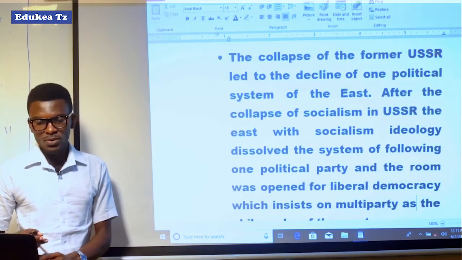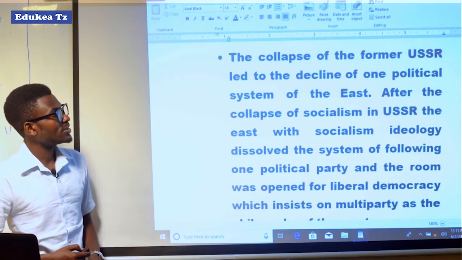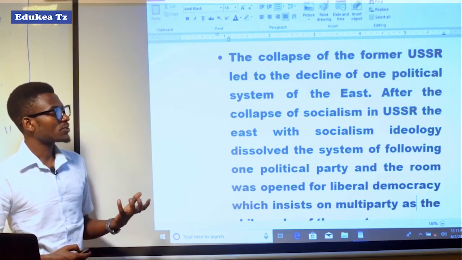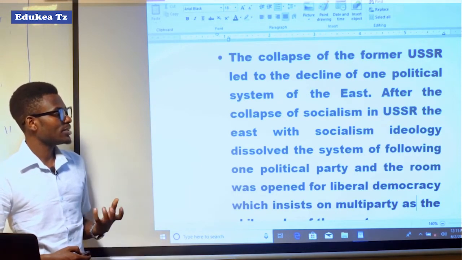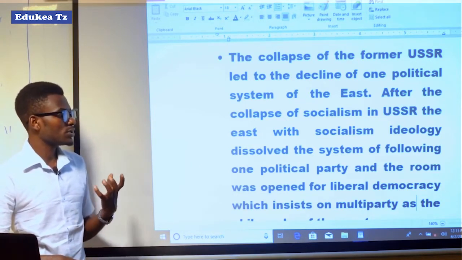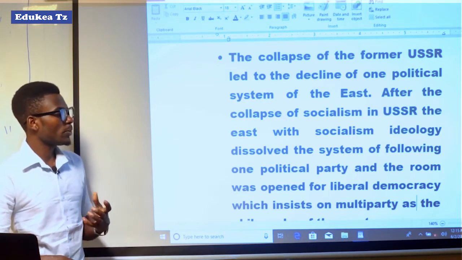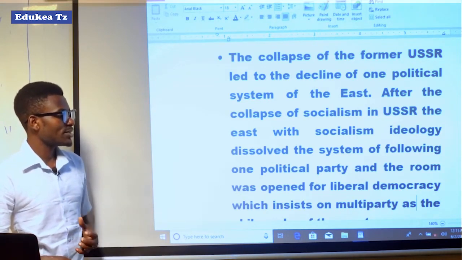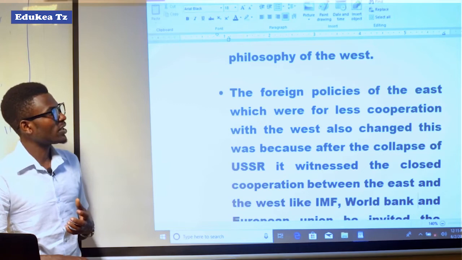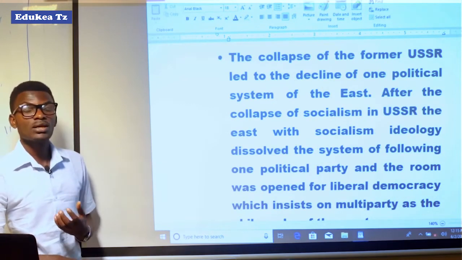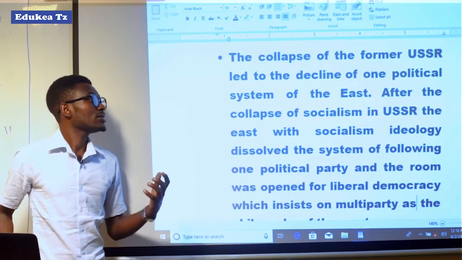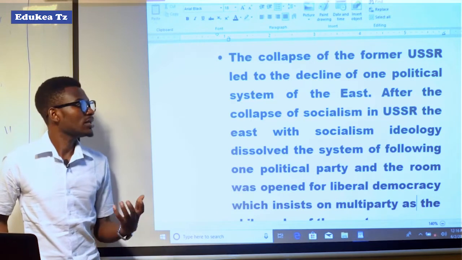But another effect was that the collapse of the former USSR led to the decline of one political system of the East. After the collapse of socialism in USSR, the East, with the socialism ideology, dissolved the system of following one political party, and the room was opened for liberal democracy, which insisted on a multi-party system as the philosophy of the West.